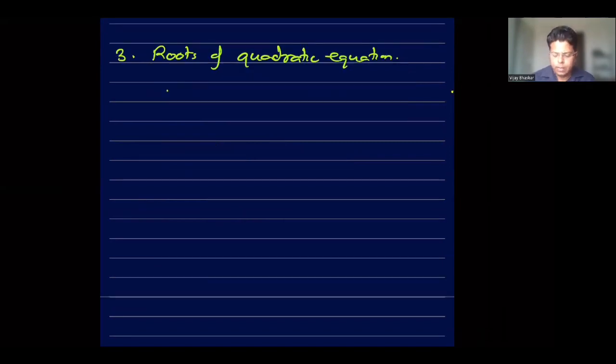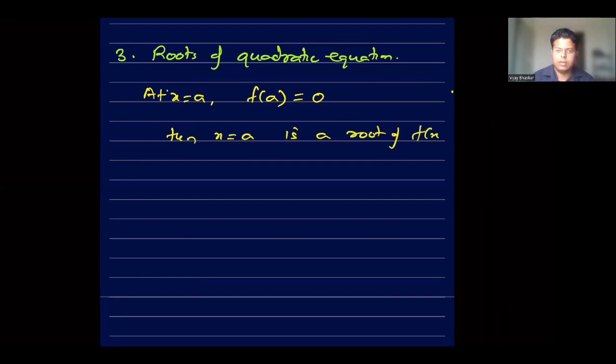Suppose at x equal to a, the value of the function f(a) comes out to be 0. If that happens, then we will say that x equal to a is a root of f(x). And so it will be a root of the equation.